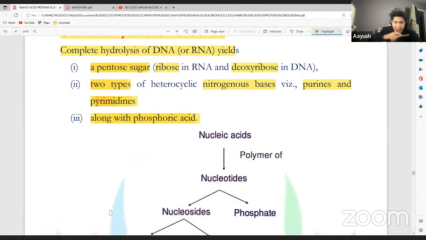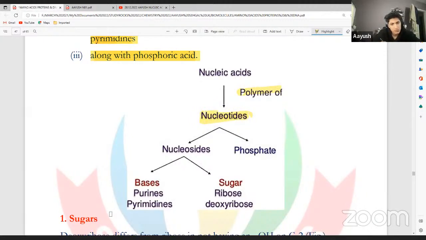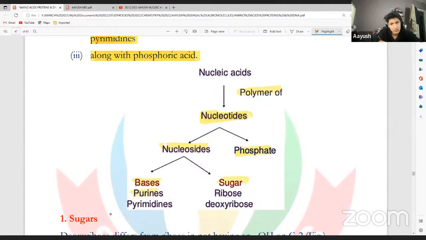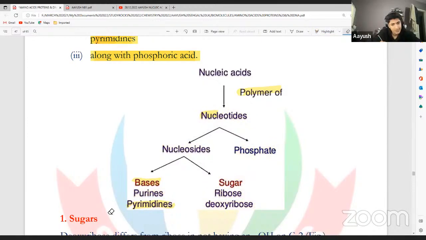Now, we can show this organization like this: nucleic acid is a polymer of nucleotides. What is a nucleotide? A combination of nucleoside and phosphate, two parts. Nucleosides are made up of two further parts, bases and sugar. Bases are purines and pyrimidines. The sugar is ribose and deoxyribose. This is just a memory chart, nothing else, okay?